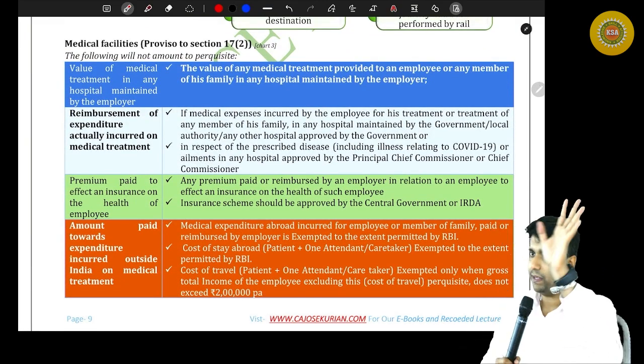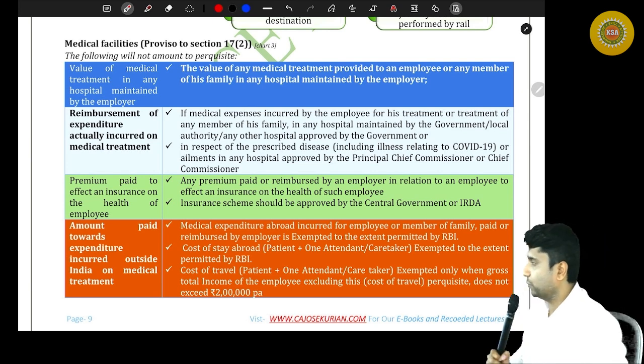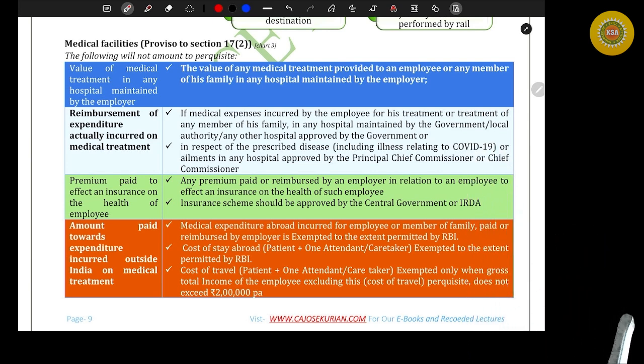Now, friends, let me ask you one doubt and you should give me the answer. Say, for example, I am your employer and you are my employee. You have undergone a medical treatment. I sponsored that entire medical treatment, or I reimbursed that entire medical treatment cost. Either I sponsored or I reimbursed. Are you with me?